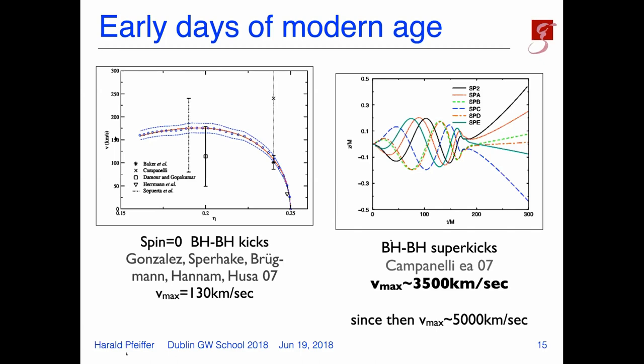However, for spinning black holes, you can reach velocities up to about 5,000 kilometers per second for the remnant black hole. I'm showing here one plot of two black holes orbiting about each other with both spins in the equatorial plane, large spins, anti-aligned with each other. And the different curves here vary the initial direction within the equatorial plane in which the spins are pointing. And with this initial direction comes this characteristic bobbing up and down of the black holes as you have the orbits.